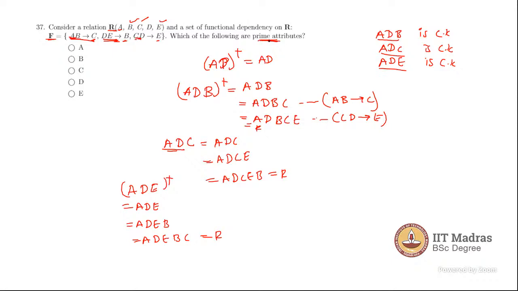Now the prime attributes are those attributes which are there in the candidate keys. So A is there, B is also there, C is also there, D is there, and E is there. So all the options are correct. So all the attributes are prime attributes here. Any doubt in this?